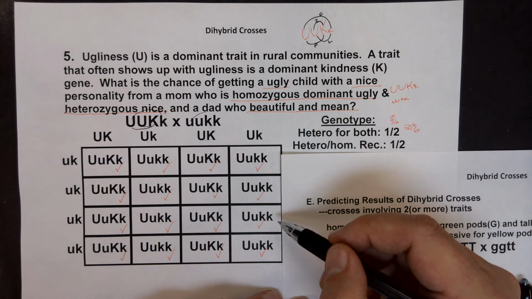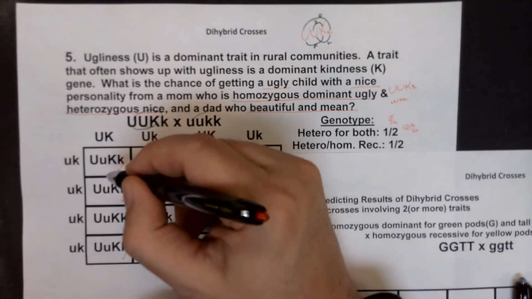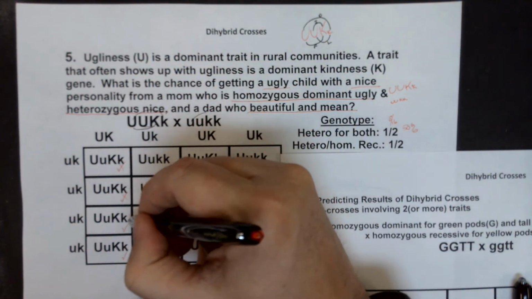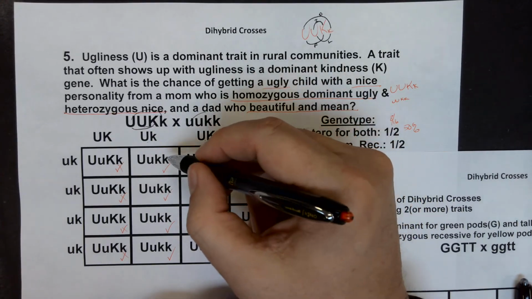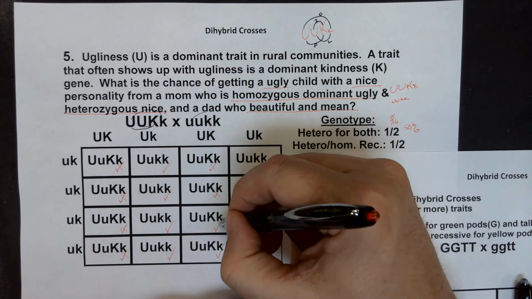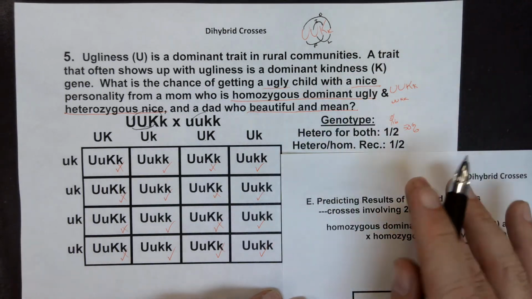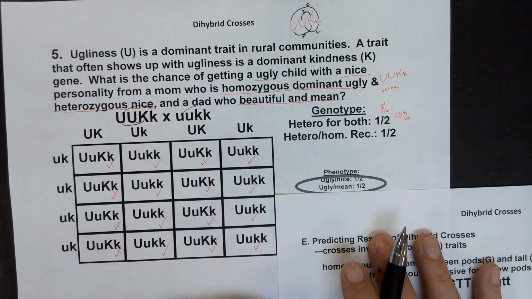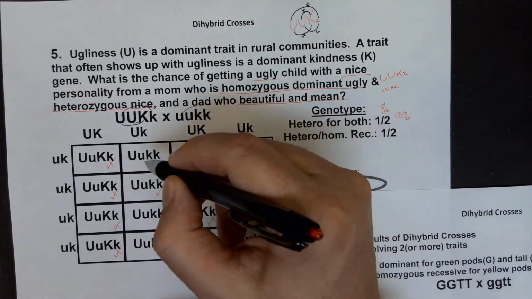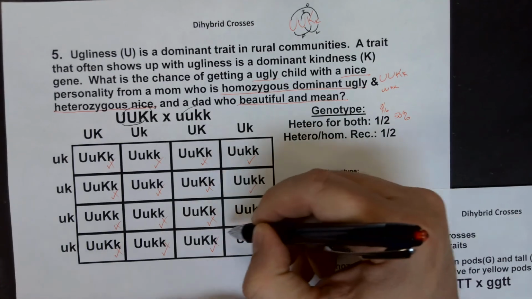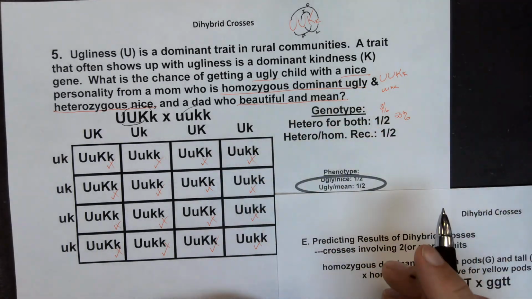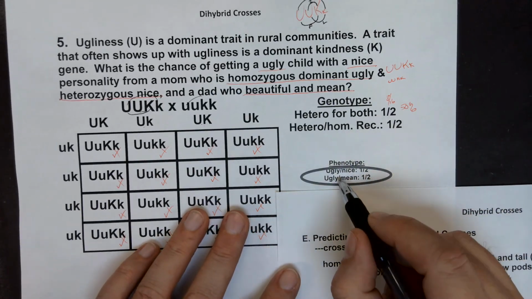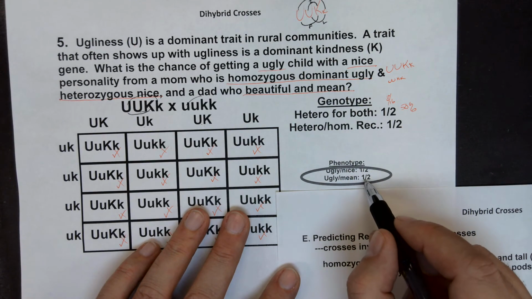Okay, now we want to read this off. Ugliness is dominant. So this one right here, we have ugly and kind. Ugly, kind, right? Not this one, ugly, kind, ugly, kind, ugly, kind. So that is also going to be 50%, right? 50% ugly and kind. And then we've got 50% for the other ones. We got ugly and nice. They're ugly, but they got a nice personality. And so that would be what we get here. We got ugly, nice, 50%, ugly, mean, 50%.